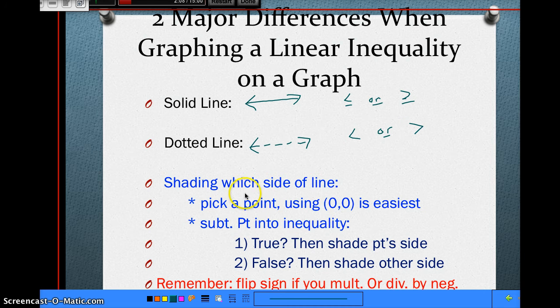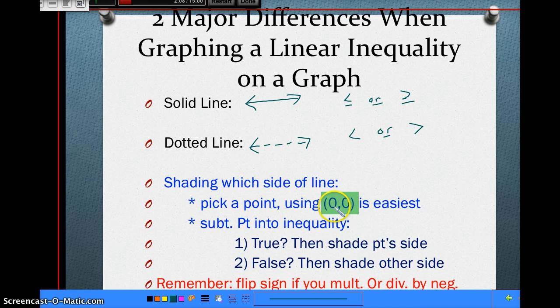I kind of abbreviated down here and summarized what the book was talking about, which is how we figure out which side of the line you're actually going to shade on. You're going to pick a point. Typically, using 0, 0 is the easiest point to pick. And then what you're going to do is substitute, this doesn't mean subtract, it means substitute the point 0, 0 into the inequality.